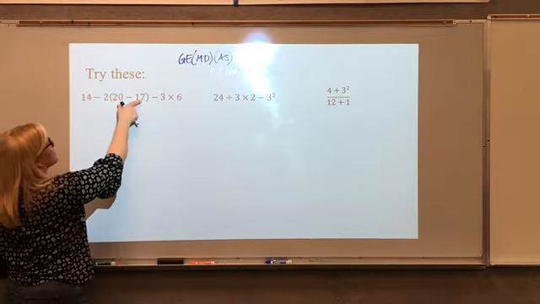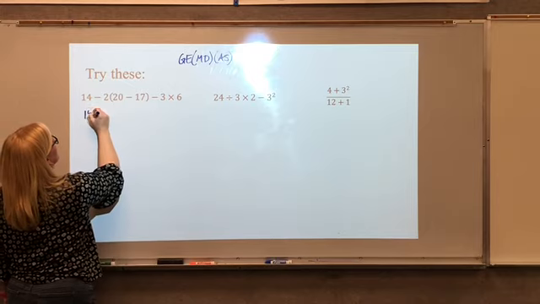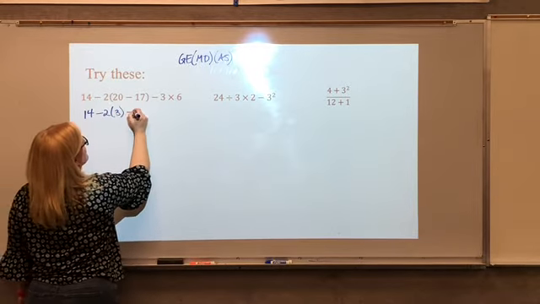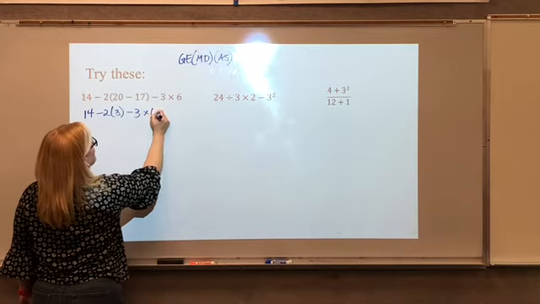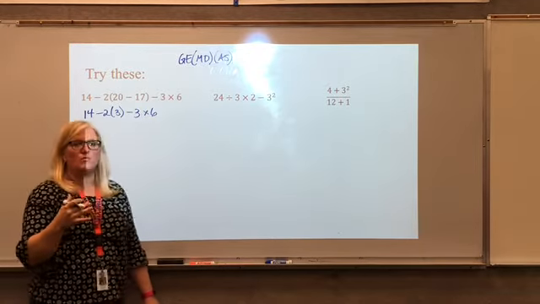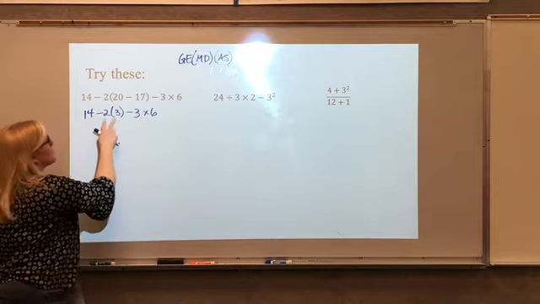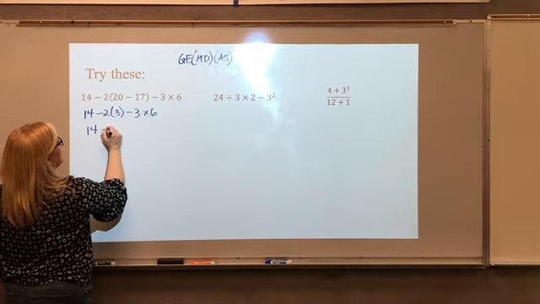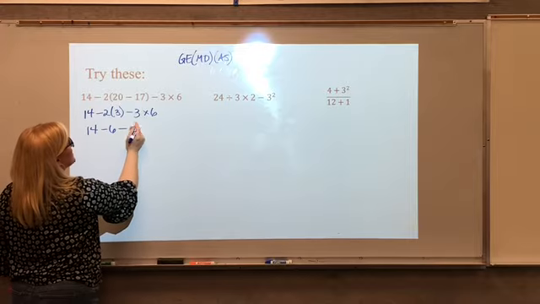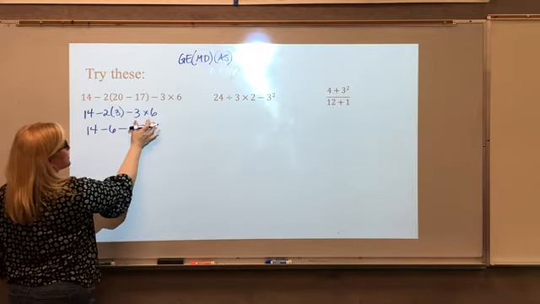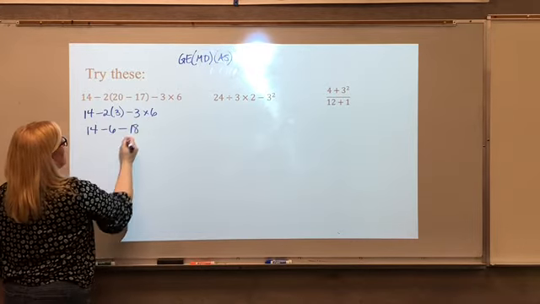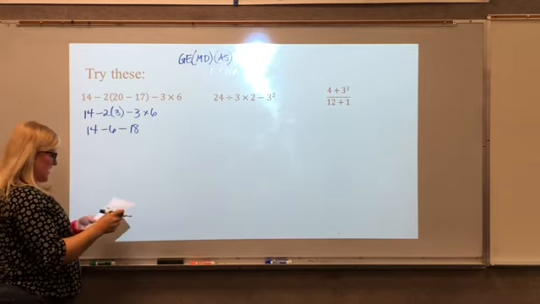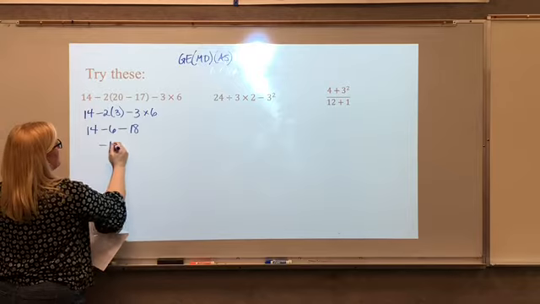So first of all, we have what's inside the parentheses. So I've got 14 minus 2 times 3 minus 3 times 6. Now I do the multiplication and division, which is right there. So I've got 14 minus 6 minus 3 times 6 is 18. And then when I do 14 minus 6 minus 18, I have -10.